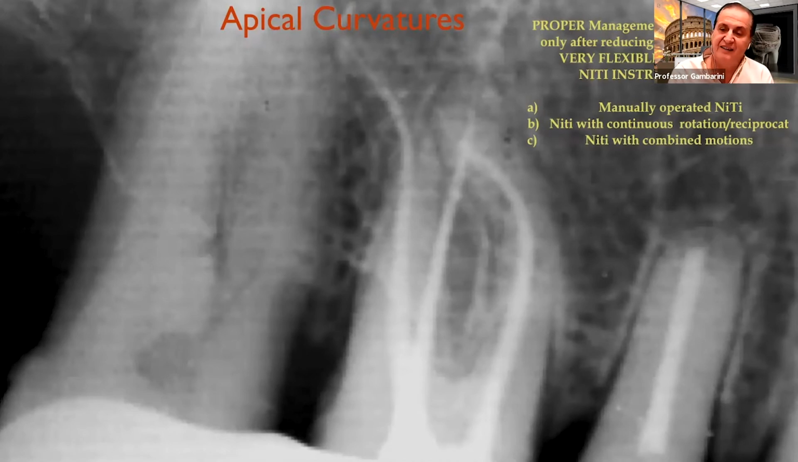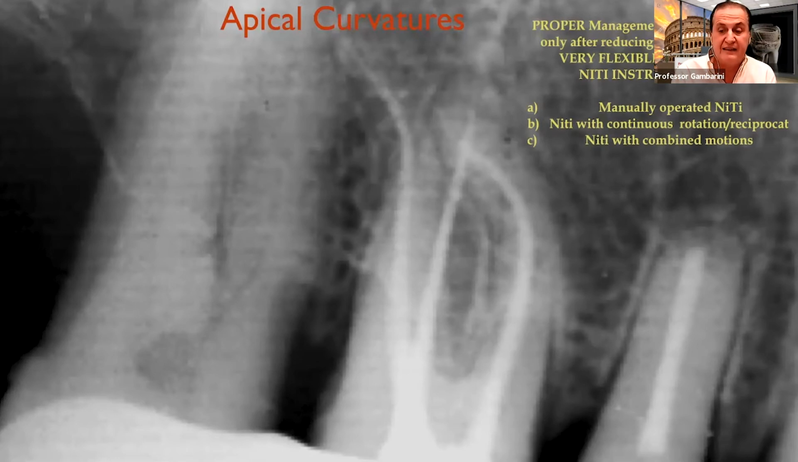We can modify the coronal curvature, we can modify the access cavity, we can slightly try to modify the middle curvature, but the apical curvatures are very difficult. So in this case, we have to use more flexible, more resistant files. Martensitic X7 files are perfect for these cases. And we can play a little bit with the motion. You can use them manually, or with a little bit safer continuous rotation, or with reciprocation or any other combined motion.